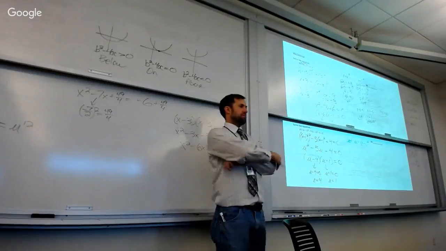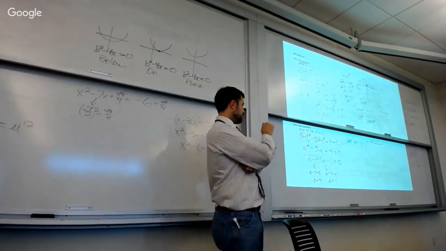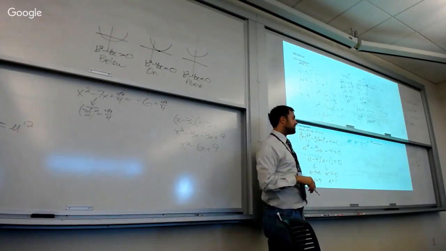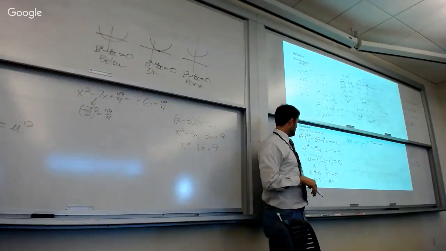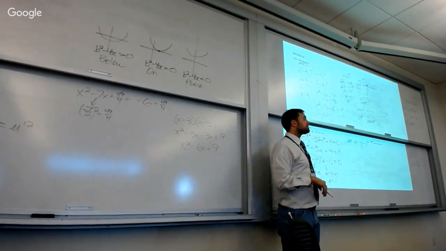Did we finish this problem? No, because right now we solved for mu. We don't want to solve for mu, we want to solve for x. So how do we finish this problem? X minus 1.